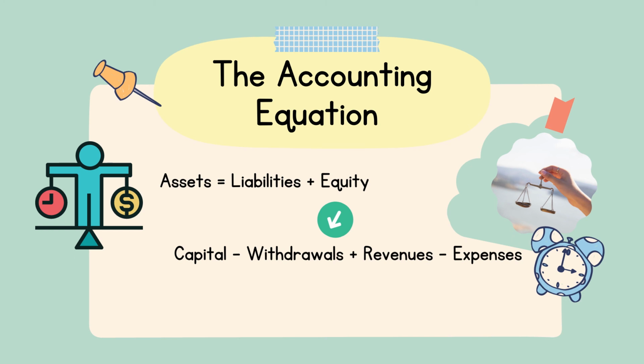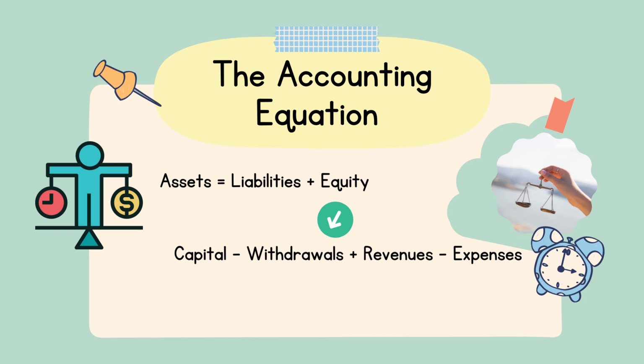So the accounting equation is expanded to show the components of equity. As you can see, assets equals liabilities plus equity. Equity can be broken out into 4 components shown in the expanded accounting equation. So as you can see, under equity you have capital less withdrawals plus revenues less expenses.